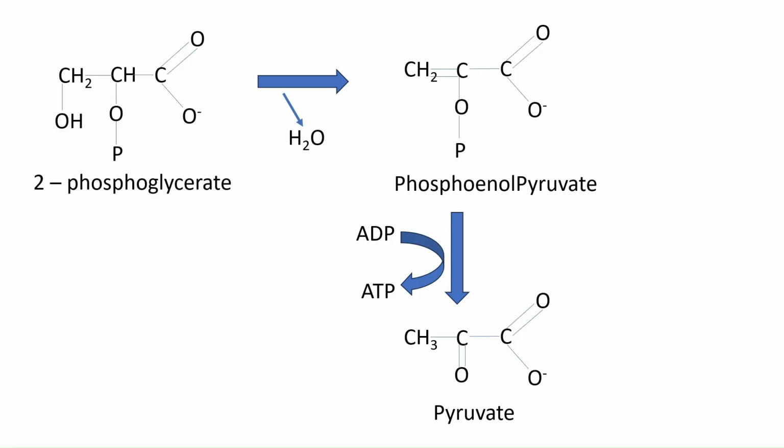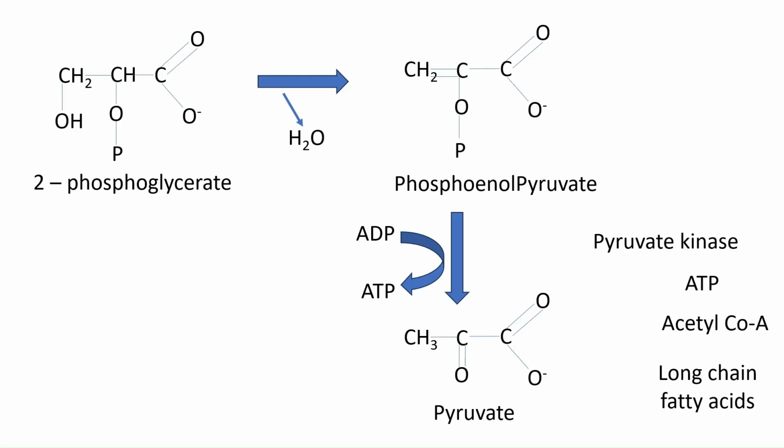Now, this last reaction is catalyzed by the enzyme pyruvate kinase, and this enzyme also plays a role in regulation. This enzyme is inhibited by compounds like ATP, acetyl CoA and long chain fatty acids. All of these compounds in high concentration suggest that cell has enough ATP, enough energy, and there is no further need to break down glucose.